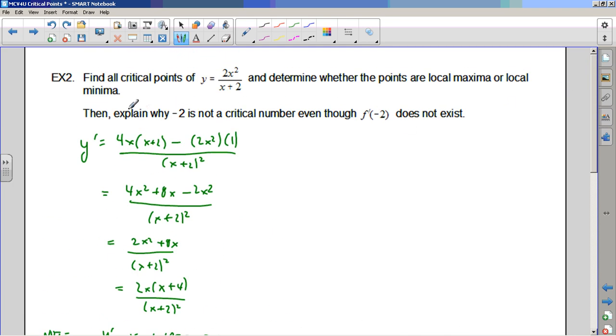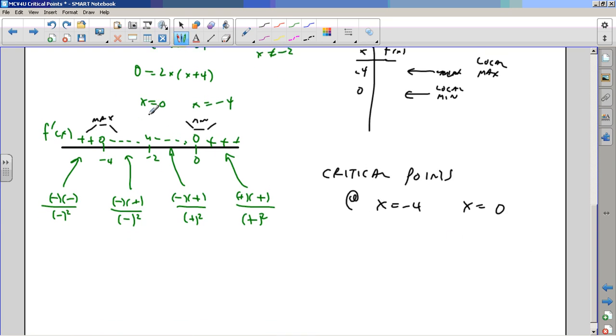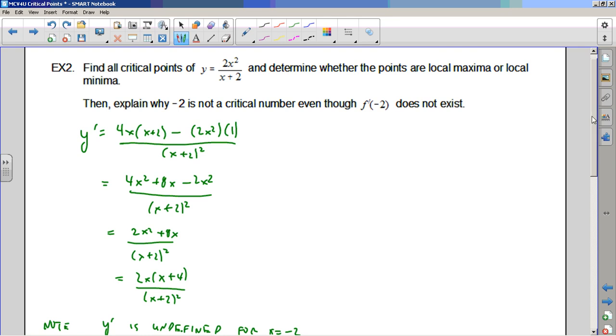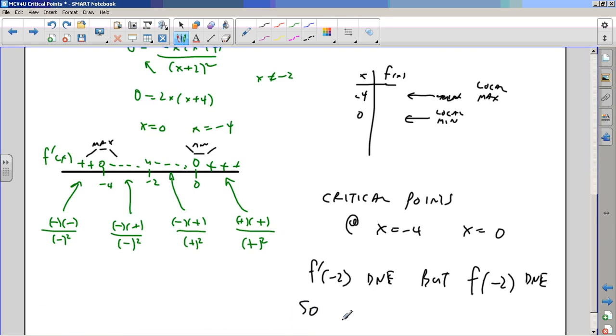Well, this is what we were talking about here: explain why -2 is not a critical number, even though f prime at -2 does not exist. In the last example, we had this case where the derivative didn't exist. But remember, one of the definitions of a critical point is that f prime does not exist, but f at -2 doesn't exist either. So when I put it in the original function, it also didn't exist there. So x equals -2 is not a critical number, and I'll go back in the notes and point that out in a second.